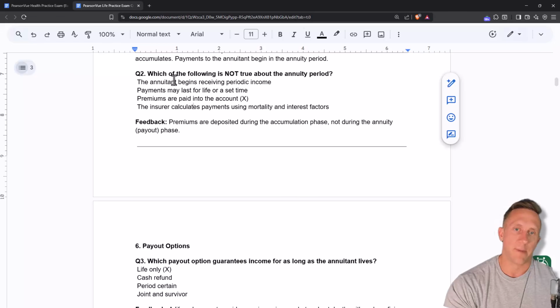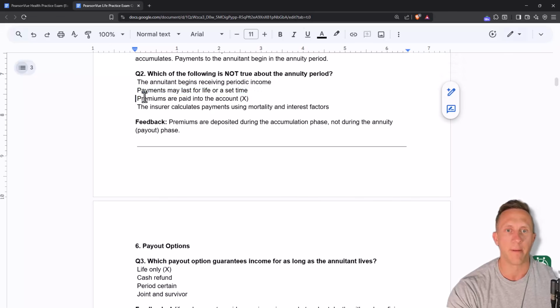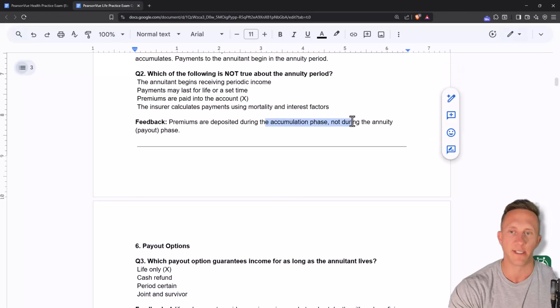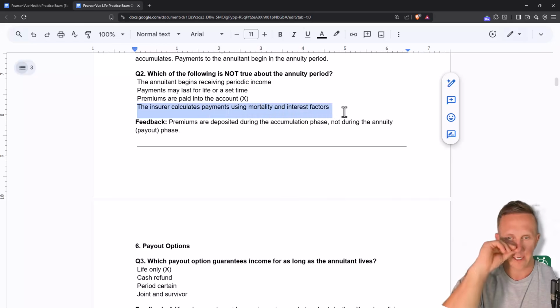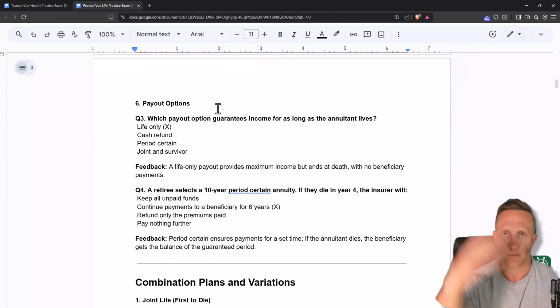So the annuitant begins receiving periodic payments. The annuity period is when they receive payments. So that's true. Payments may last for life or a set time. That is true. Premiums are paid into the account. So premiums are not paid into the account during the annuity period. They are paid into the account during the accumulation phase, not during the annuity payout phase, right? And then the insurer calculates payments using mortalities and interest factors. So that's done before. That's done like when the annuity is created.